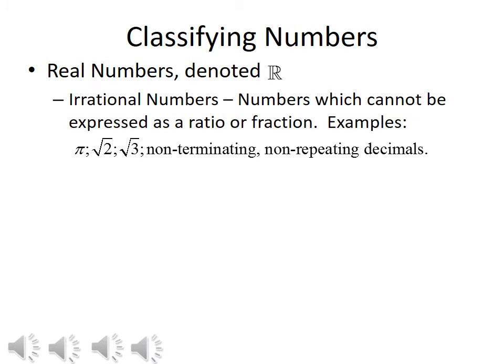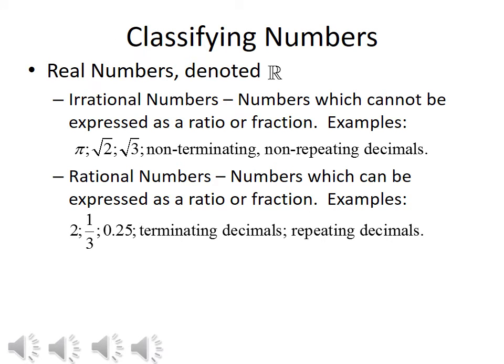The real numbers can be split into two subsets. The first subset is the set of irrational numbers. Irrational numbers are numbers that cannot be expressed as a ratio or a fraction. Examples of irrational numbers include the number pi, the square root of 2, the square root of 3, or any decimal that doesn't terminate and doesn't repeat.